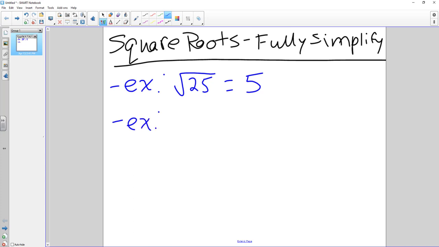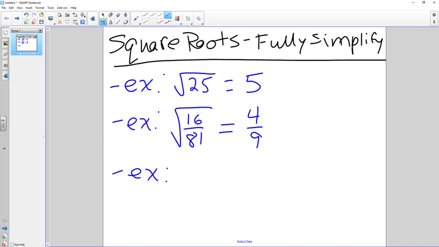Or the square root of 16 over 81. So we can kind of think of it as, what's the square root of 16 on top? That's 4. What's the square root of 81 on the bottom? That's 9. Because 4 ninths squared, or 4 ninths times 4 ninths, would get us 16 over 81.